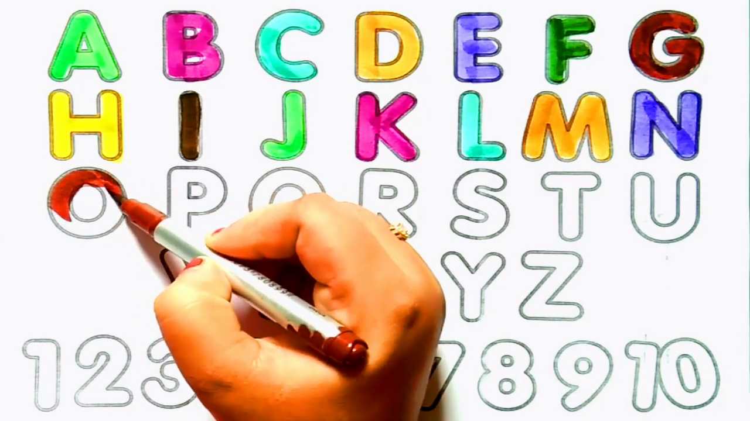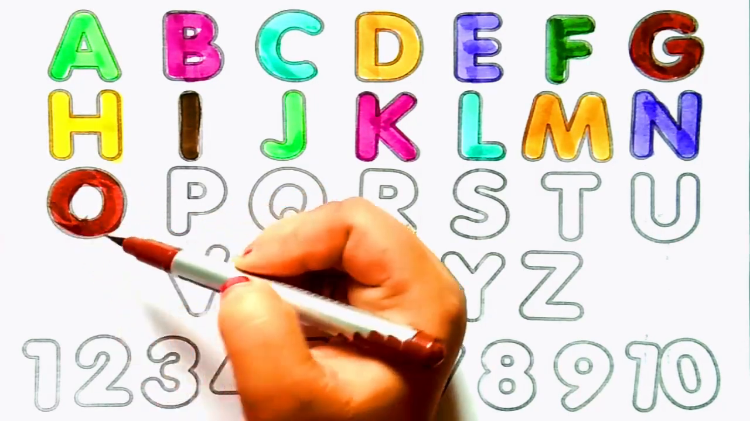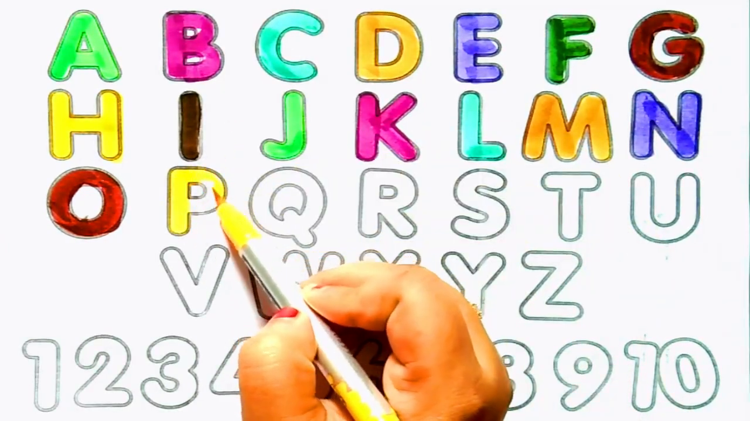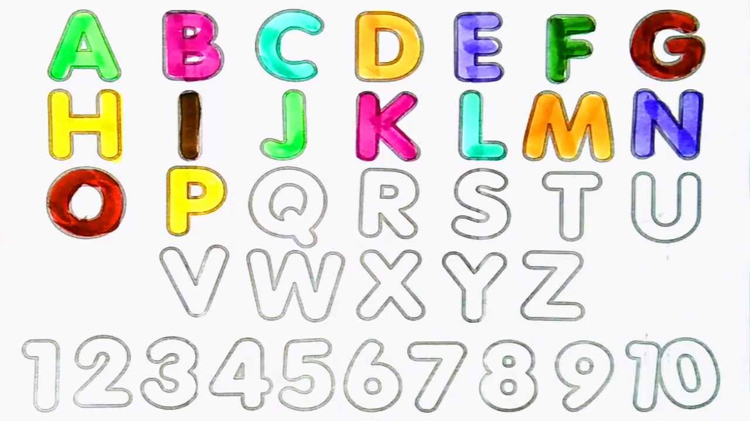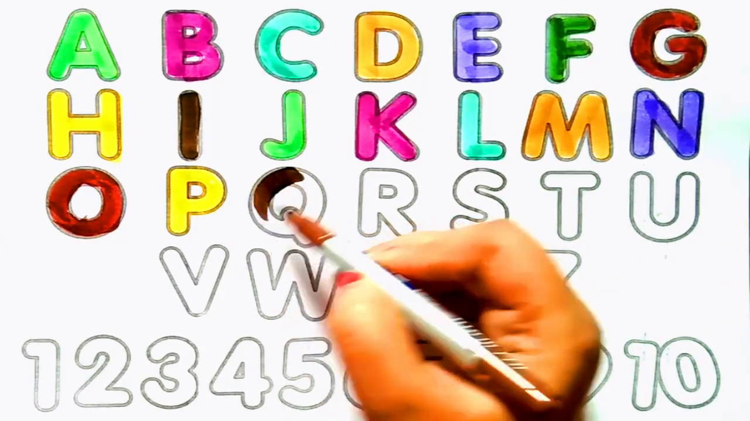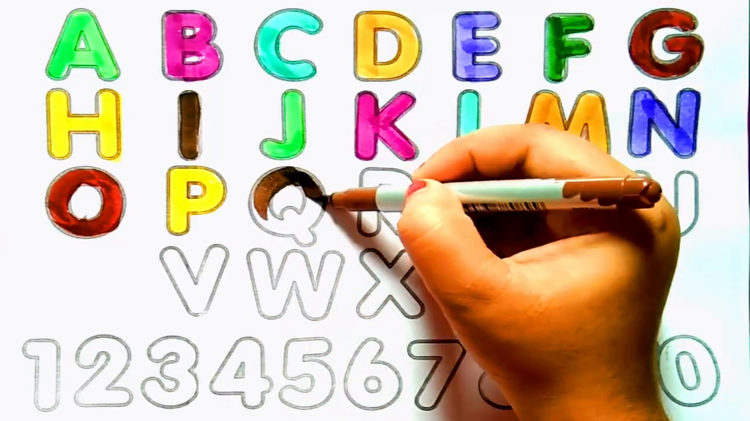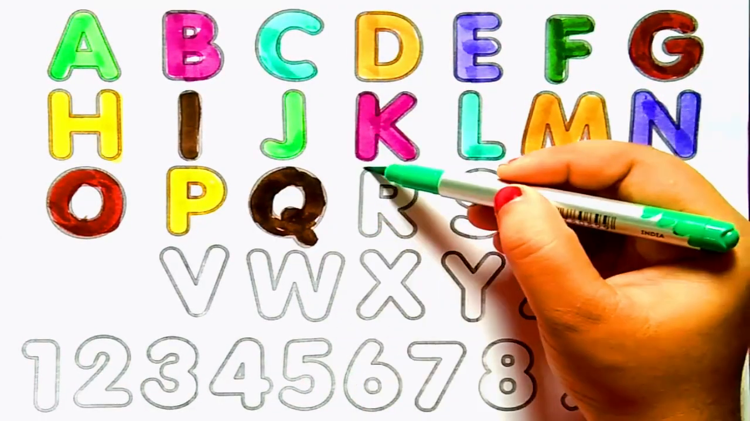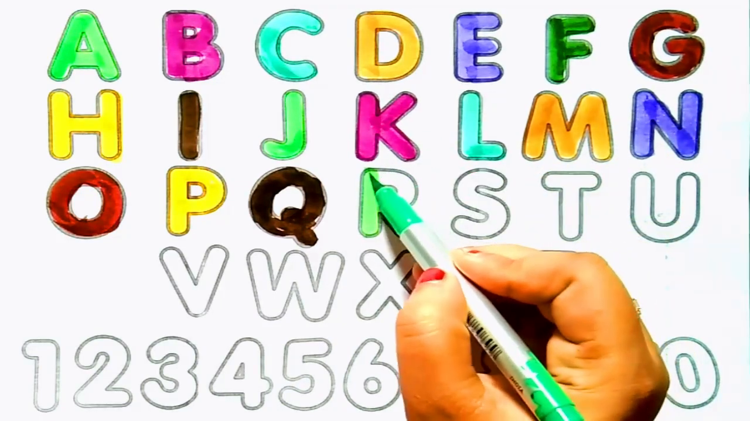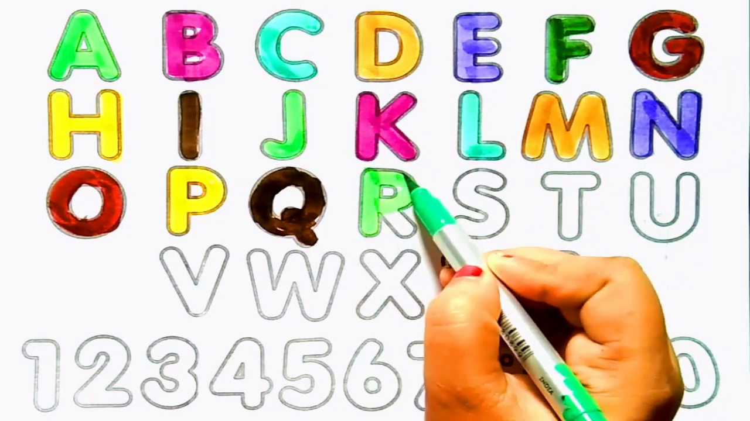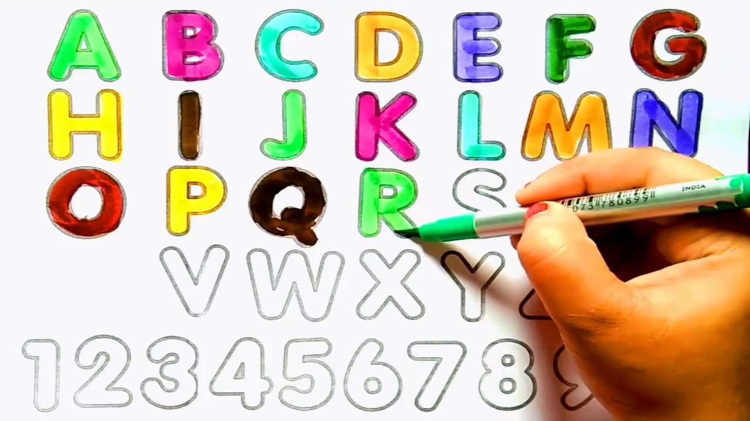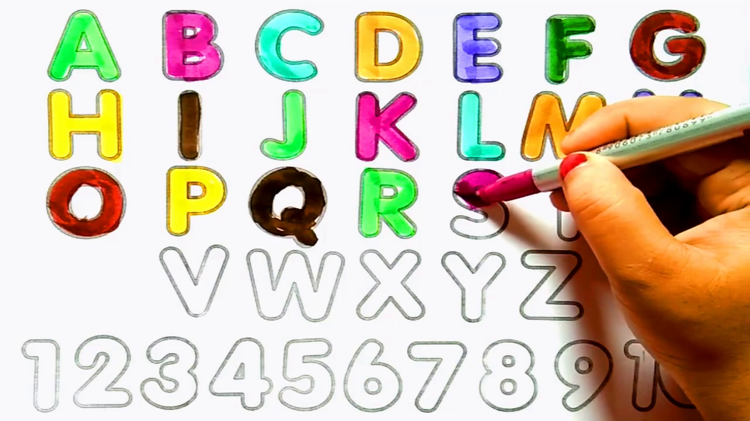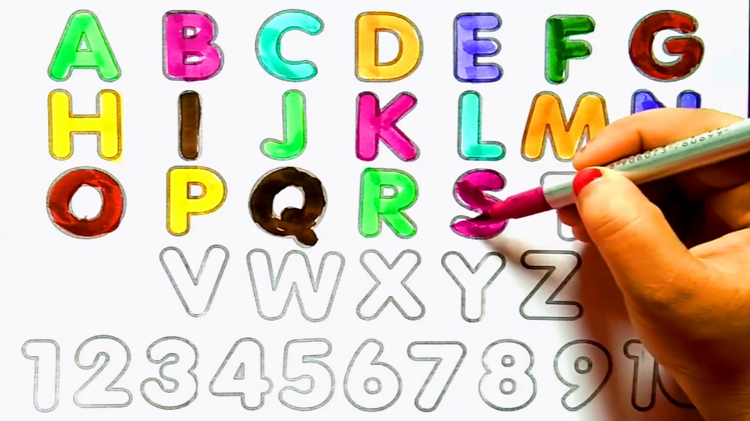O for owl, O for owl. P for peacock, P for peacock. Q for quail, Q for quail. R for ruler, R for ruler. S for squirrel, S for squirrel.